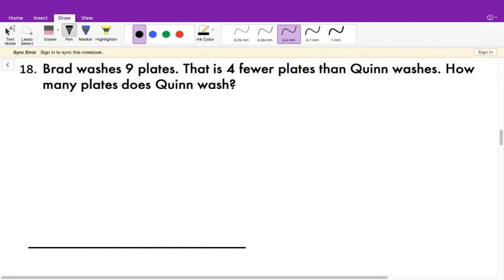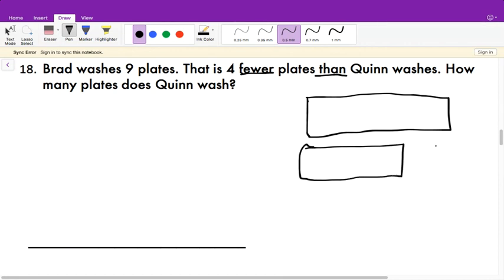There's Brad's plates and Quinn's plates, but it's not asking us how many they wash all together. It's asking how many plates does Quinn wash, and it also says that Brad washes 4 fewer plates than Quinn. I see these key words here, fewer than, and that lets me know that this is a compare problem. So I'm going to draw my compare bars.